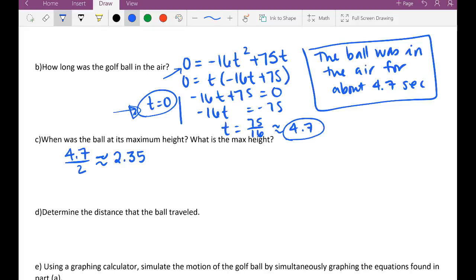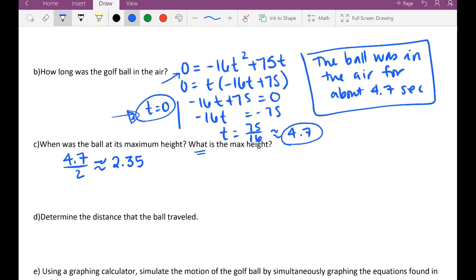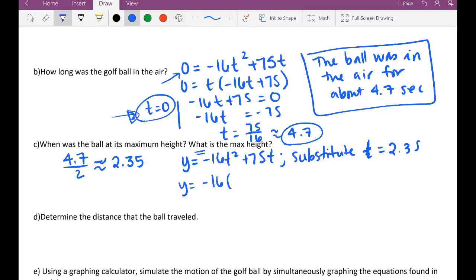Now that's your time, okay? Now let's look at what that means. I'm really looking for the height. So I'm going to take y and substitute in 2.35. So y equals, what was y equals? Negative 16t squared plus 75t. That was our equation before. Now substitute in time, because we found time, at 2.35. So y equals negative 16 times 2.35 squared plus 75 times 2.35.